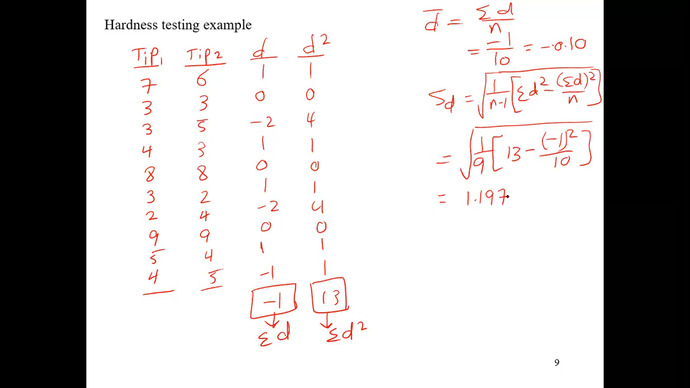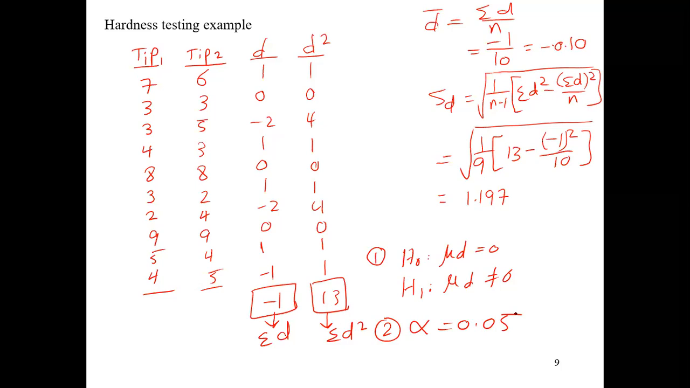I calculated D bar, I calculated S of D. So let me follow the 5 steps. The first step is H0. Mu of the difference is 0. It means the two tips are the same in terms of hardness. H1, or sometimes we call it HA, mu of difference is not 0. The two tips are different. This is the first step. Second step is alpha. Let's use 5%. Common one.